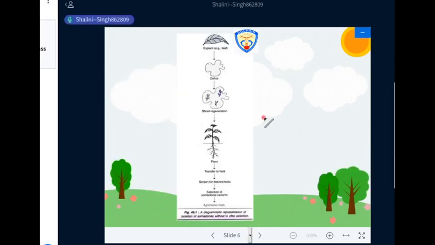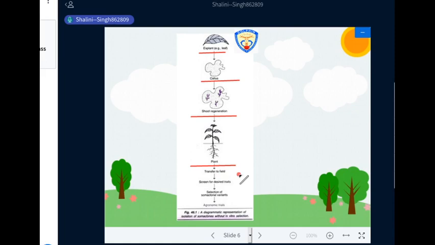This is the outline of this procedure. First, we will take an explant. It may be any part, for example leaf. From leaf, callus is regenerated. Callus is put onto shoot regeneration medium. Then this is transferred to root induction medium, and we have a fully regenerated tissue culture raised plantlet here.